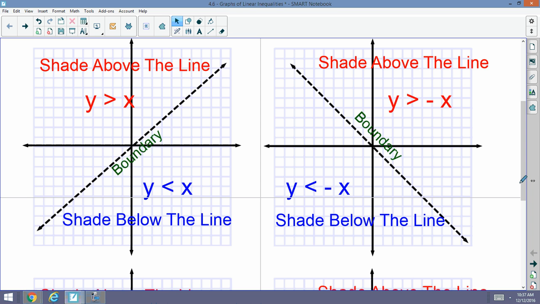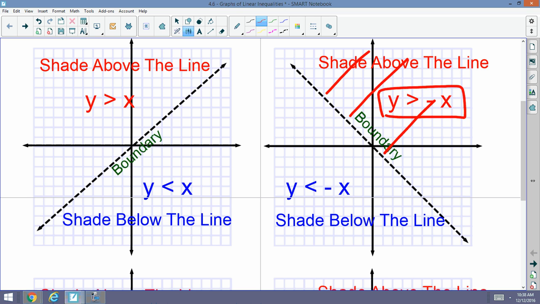Look at my red shade above. If I see that y is greater than x, I look at the y-intercept. The y-intercept here is 0, right? So what's greater than 0? Above the 0 or below the 0, which is greater? Above. So when y is greater, then you're going to shade above the line. I don't care if it's a positive or negative slope, because look over here. When y is greater than a negative x, you still shade above the line. So I don't do this whole shade left, shade right. It's either shading above the line or below the line.